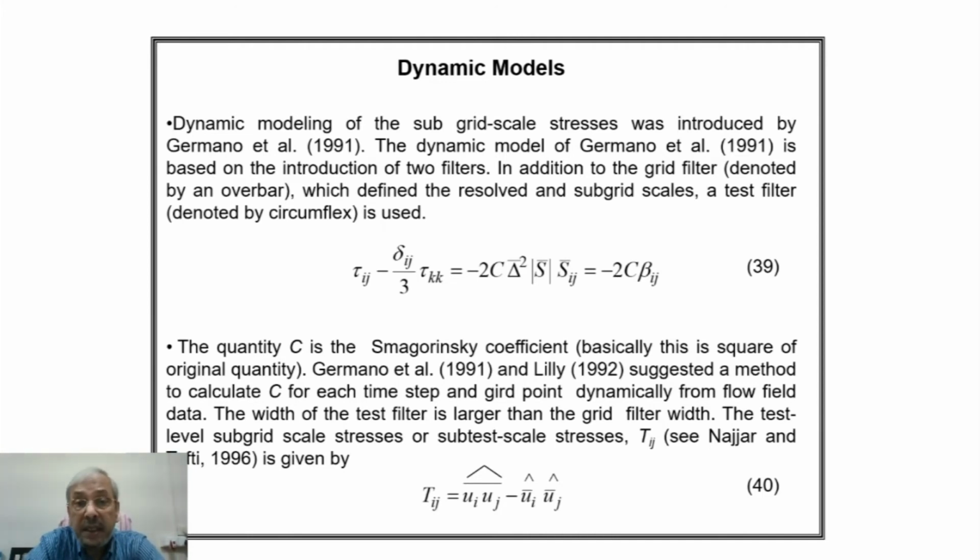Dynamic modeling of the subgrid scale stresses was introduced by Germano in 1991. The dynamic model of Germano is based on the introduction of two filters. In addition to the grid filter, which we have already identified by an overbar, which defines the resolved and the subgrid scale, we introduce a test filter, and how the test filter behaves we will describe later. So this is basically a grid filter.